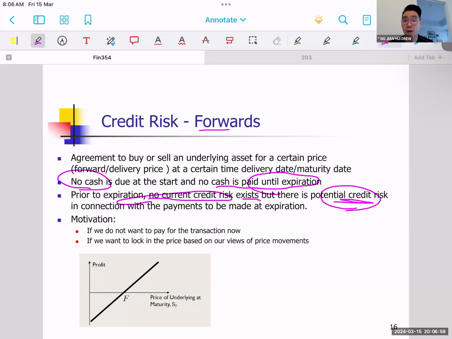And of course, you know that the forward seller is not Apple itself. It is usually a fund house, a derivative house that actually creates the product for you. This so-called paper product. So in this case, there's some risk at the expiration date. Some motivations: you do not want to pay for the transaction now. And of course, you want to lock in a price, as mentioned earlier, right? You have a view of the price movement, you want to lock it in, you reduce your risk of price moving out of your expectations.